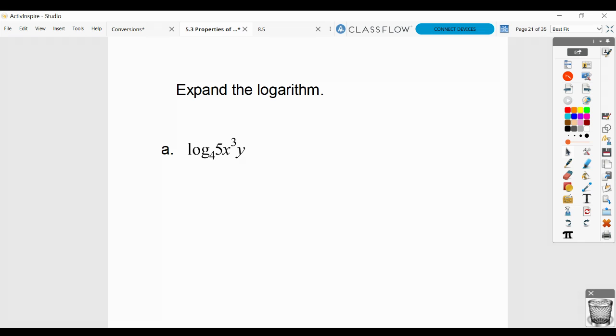So basically, what you have to look at is what kind of property would you be using first? The 5x cubed y is multiplying, so we're going to be using the product property. And to expand the product property, you want to add them. So you will have log base 4 of 5 plus log base 4 of x cubed plus log base 4 of y.